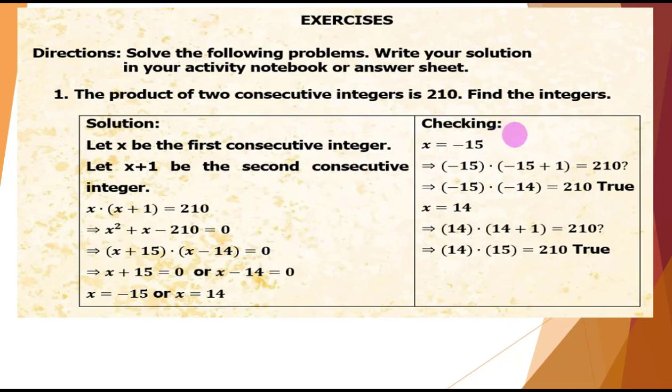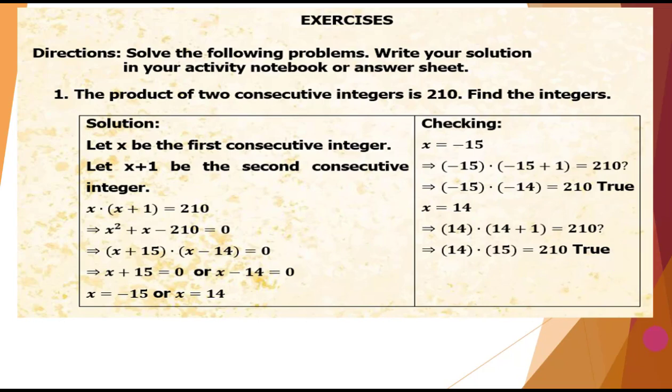Checking, if we take x equals negative 15, then the next consecutive integer to negative 15 is negative 15 plus 1, and that's negative 14. Now, is the product of negative 15 and negative 14 equal to 210? It's true. So we have a true statement. Now let's take x equals 14. Verifying in the mathematical statement, if x is 14, then the next is 15. So 14 times 15 is 210. Again, it's a true statement.